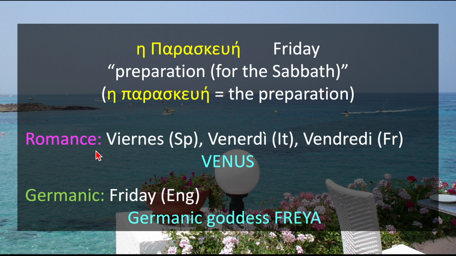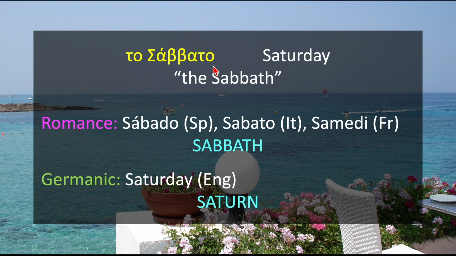In the Romance languages, it's associated with Venus. For example, Viernes in Spanish, Venerdì in Italian, Vendredi in French. In the Germanic languages, it's associated with the Germanic goddess Freya, who is the equivalent of Venus. For example, Friday in English. Το Σάββατο, Saturday, is the seventh day of the week. It comes from Hebrew and it means the Sabbath.